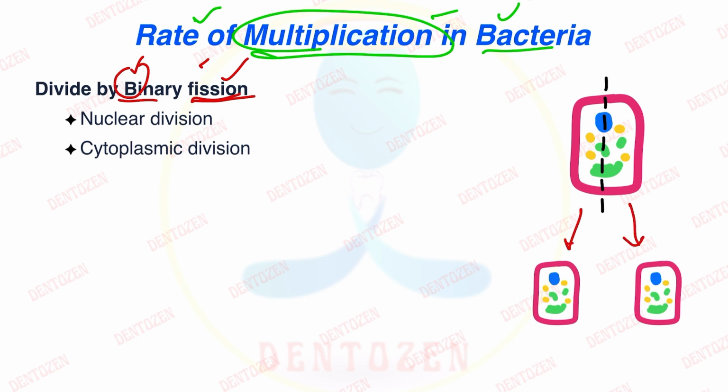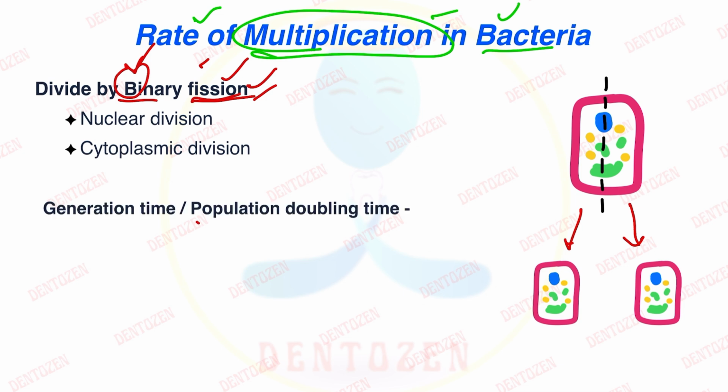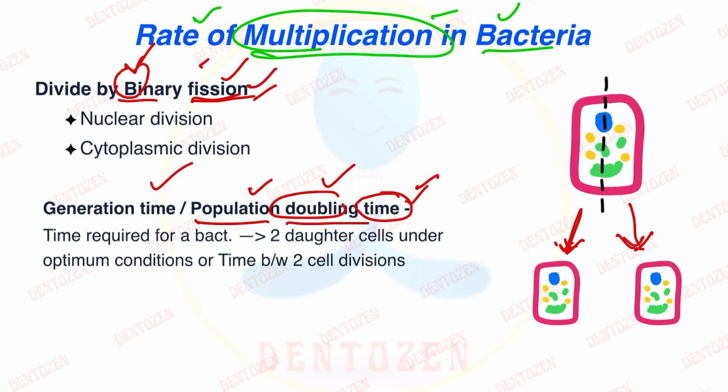And here comes important term, that is population doubling time. As the word says, time required for population to double itself, that is from one bacterium to form two bacterium to double itself, that time is called population doubling time or generation time. So it can be described as time required for a bacterium to give rise to two daughter cells under optimum conditions, when all the conditions are favorable. Or it can also be defined as the time between two cell divisions.